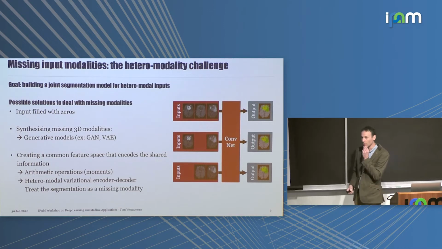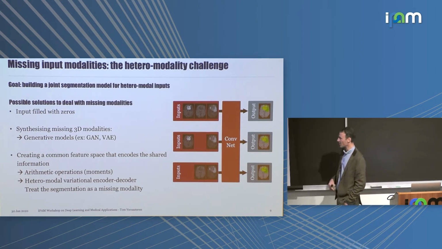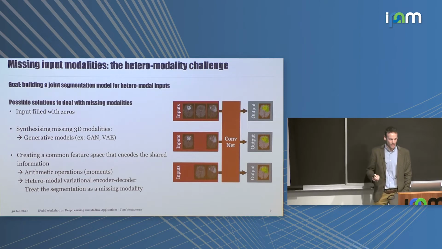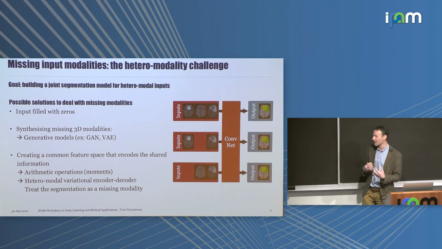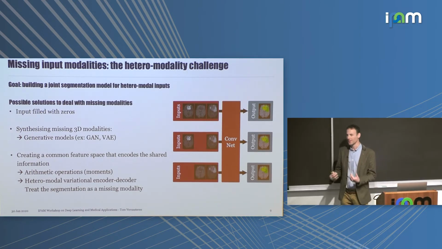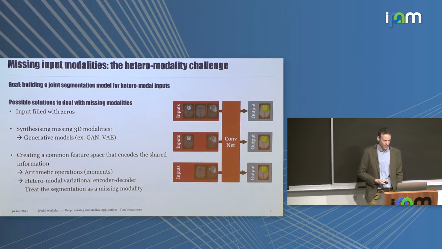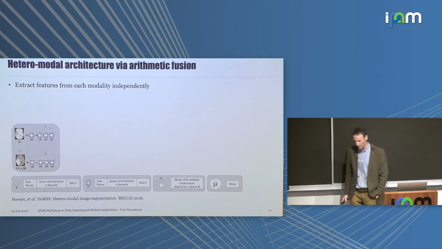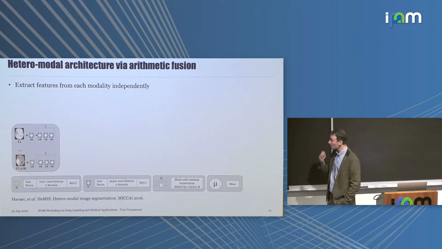Why is it not an autoencoder? Why do we call that a variational encoder-decoder? It is because we actually use the segmentation as a missing modality as well, and therefore we will never directly encode the segmentation to generate the latent space. So we have slightly different paths in the encoder and decoder streams.